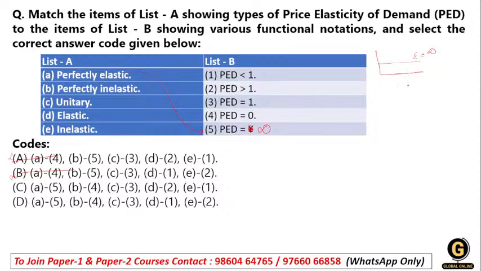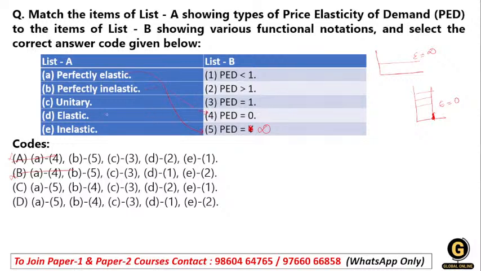So perfectly inelastic is when your price elasticity is equal to 0. That means your quantity demanded is static, it remains constant, but your price is going to change. So this is your perfectly inelastic demand, equal to 0.